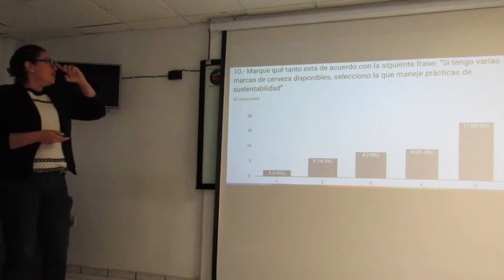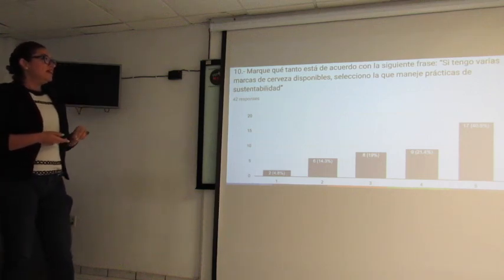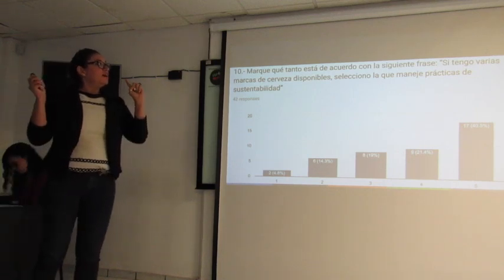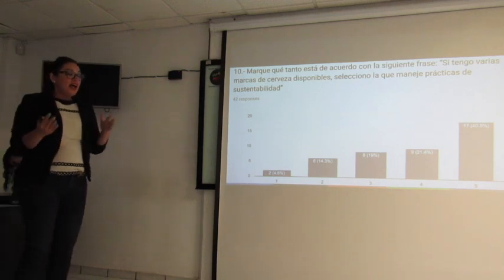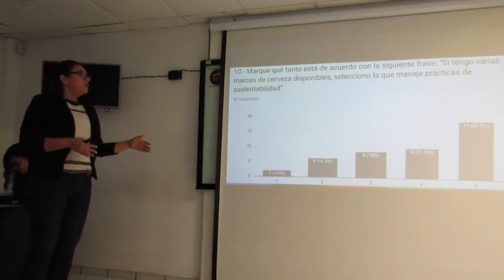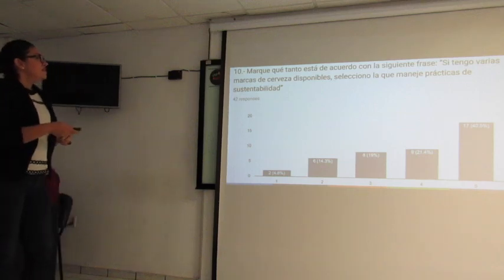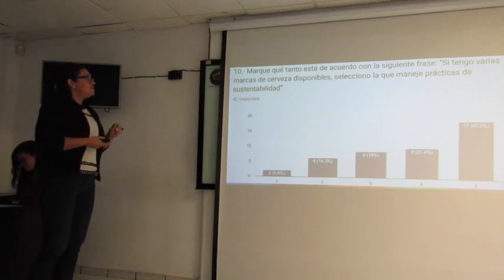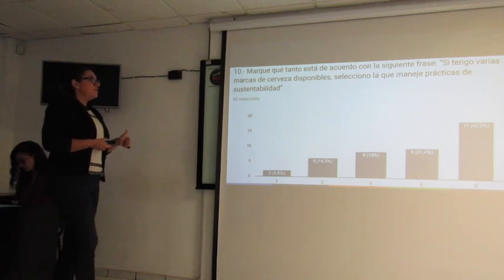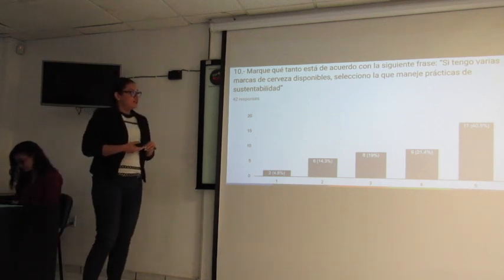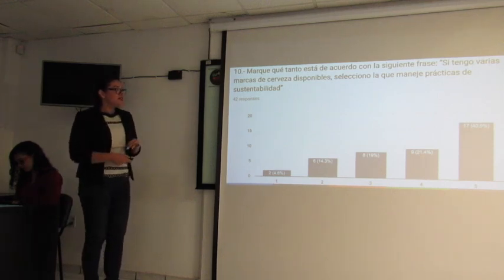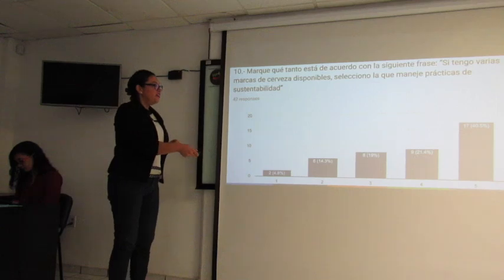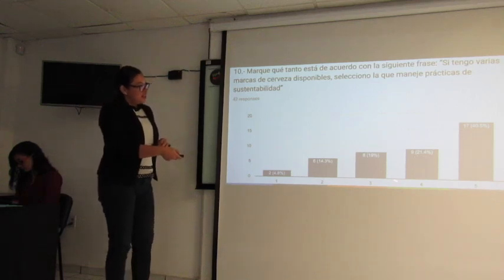Maestro Ricardo and Licenciada Yunuen explained it, and this is really interesting because of what Licenciada Yunuen explained about the theory that says that highly educated people tend to go more with sustainable issues. We can see it in question number 10. It says, "Si tengo varias marcas de cerveza disponibles, selecciono la que maneje las prácticas de sostenibilidad." So you can say number 1 means never, and number 5 is always. As you can see, the customers that you have really care about the environment.